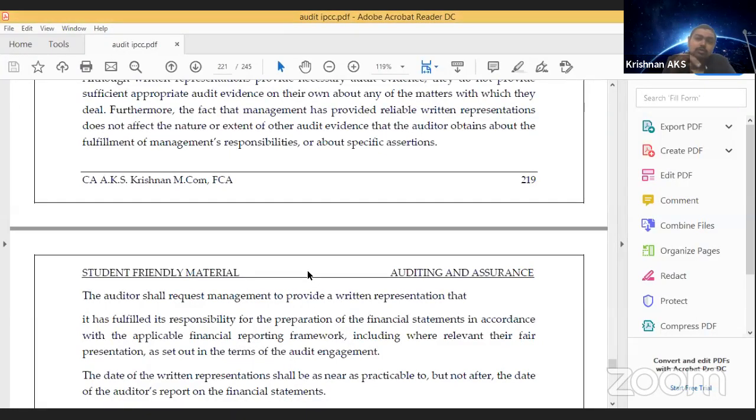Another type is, sir, management is not even giving a written representation. They are not even signing. Then you can take a stand that I am going to qualify, as there is no evidence available for a particular account balance, etc. So I am going to qualify. That is also another possibility.